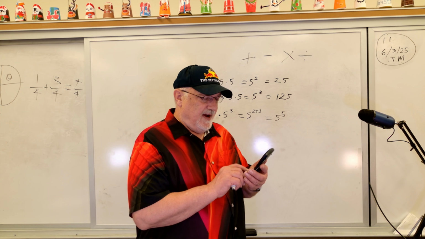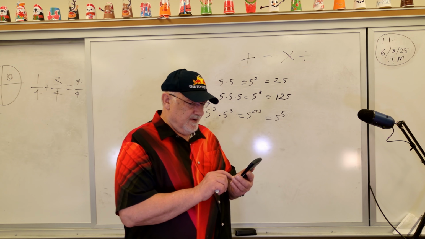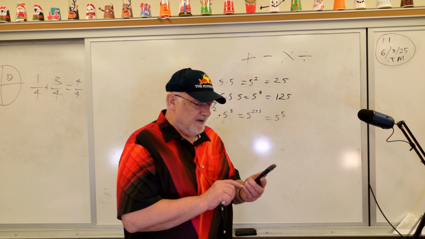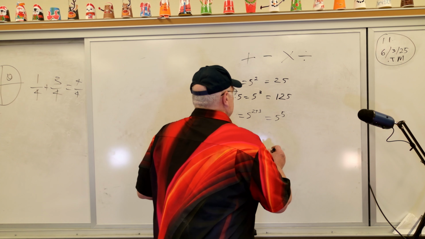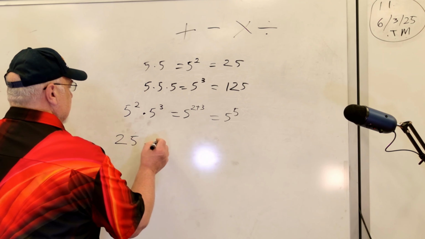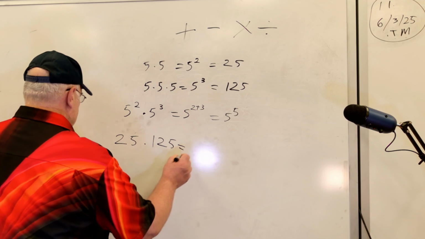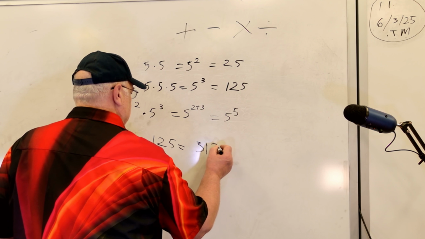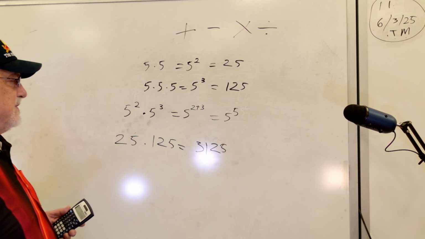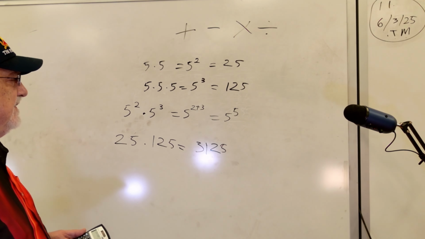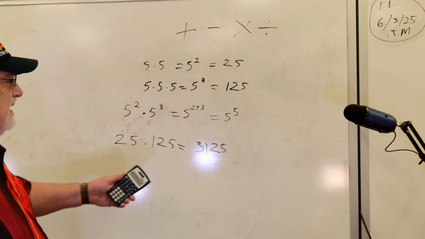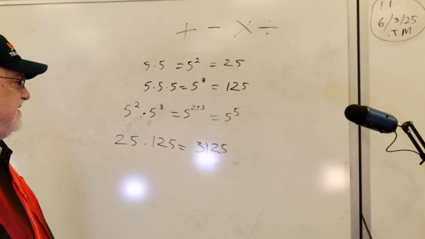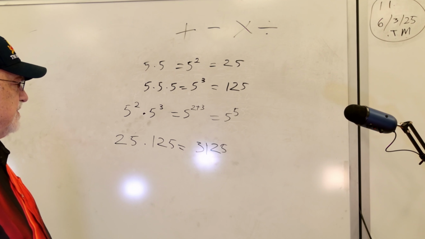So if you take 25 times 125, that equals 3,125. Sorry, I said 325, but it's 3,125. There we go. And that is the same thing as 5 to the 5th. So we could write 3,125, or we can write 5 to the 5th. It's the same number, and it makes it easier for you to deal with. And that's how it works when you multiply.